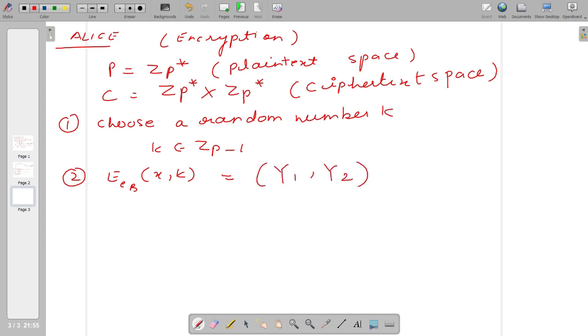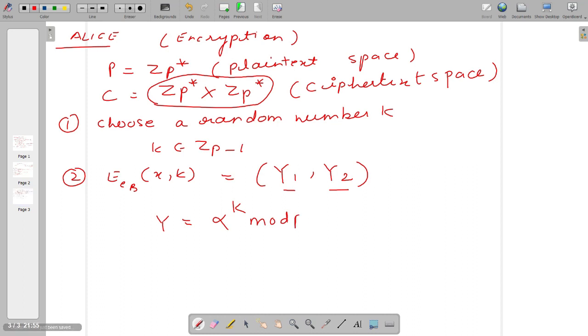So this is the ElGamal cryptosystem. In this cryptosystem, it is going to give us two ciphertexts, y1 and y2. That's why the ciphertext space is Z_P* × Z_P*. So what is the value of y1? y1 is going to be alpha to the power K mod P, and only Alice knows this K. And y2 is going to be x times beta to the power K mod P. This is called masking the plain text.